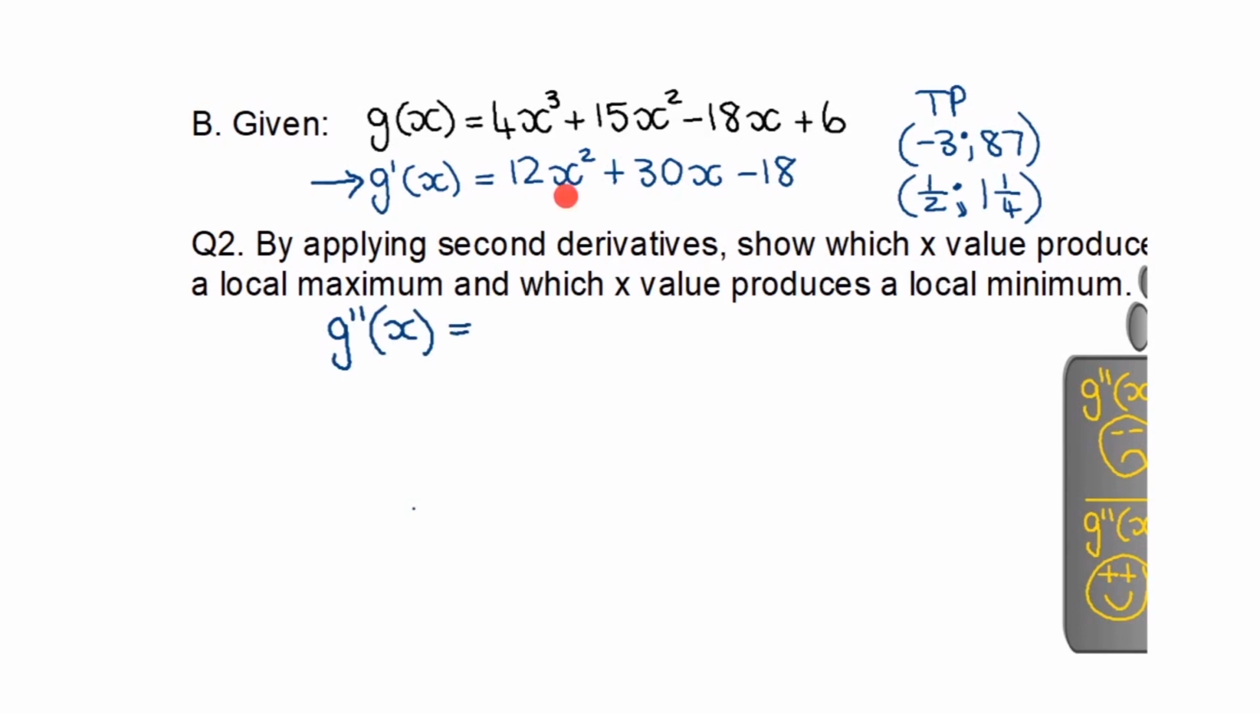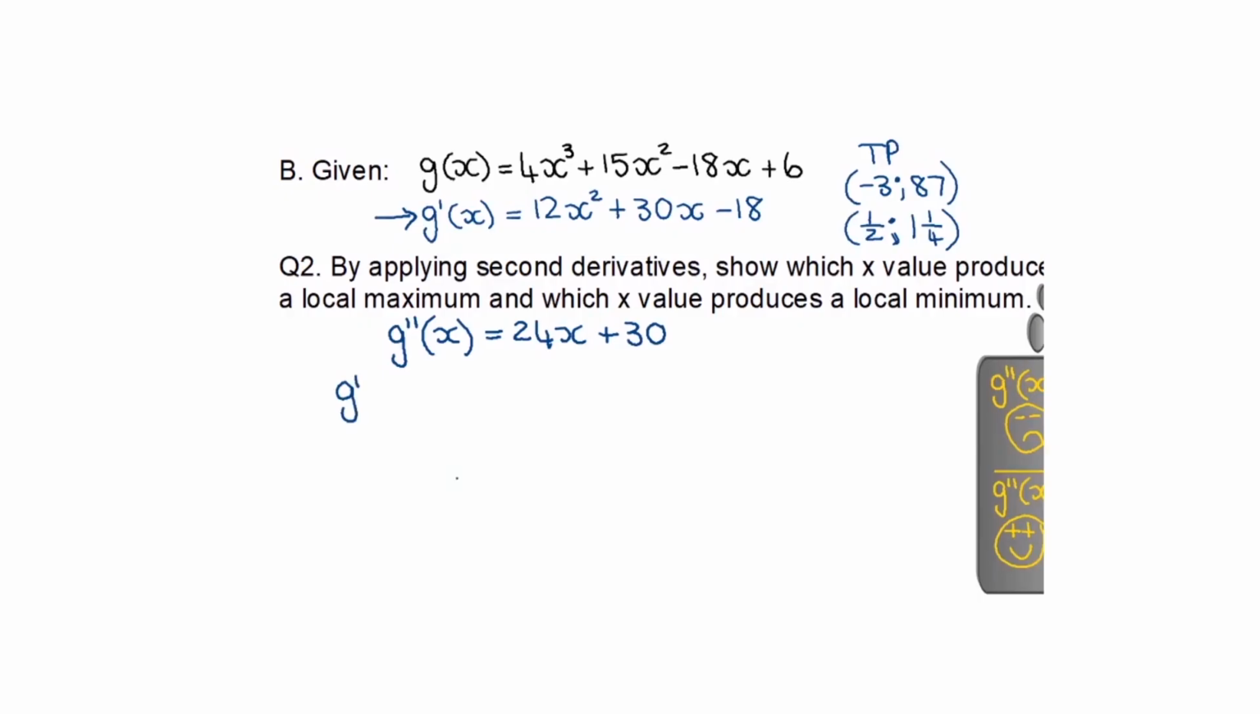And I'm going to differentiate each term. If I differentiate this term, I'm going to get 24x plus 30x to the power 0. And then the last term will be just 0, which I don't have to write. I want to actually now find out, if I replace the x with the -3, which was the one x value of the turning point, will this answer come out positive or negative? Because that's going to determine whether it's a local max or min. And if I replace the half, what am I going to get then? So I'm going to also replace the x with a half.